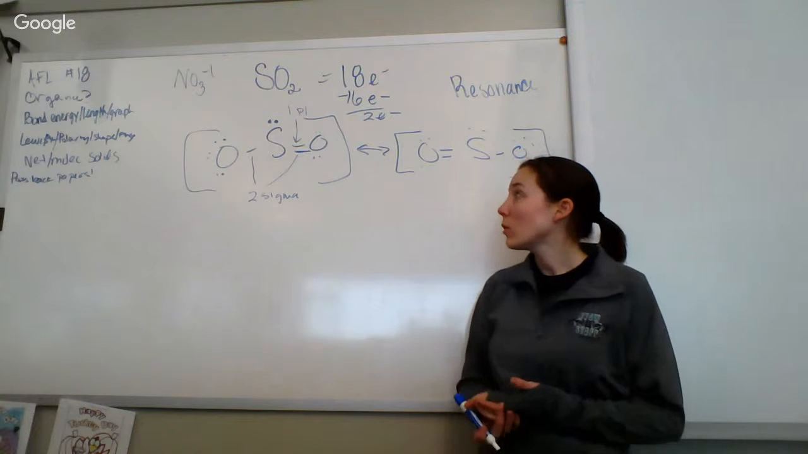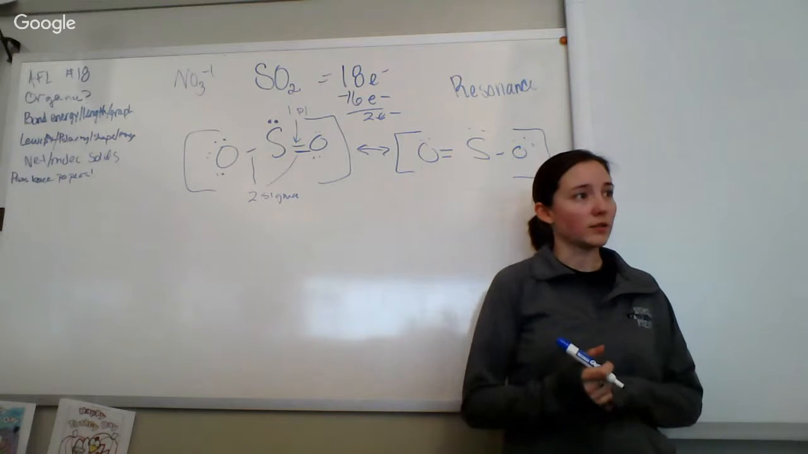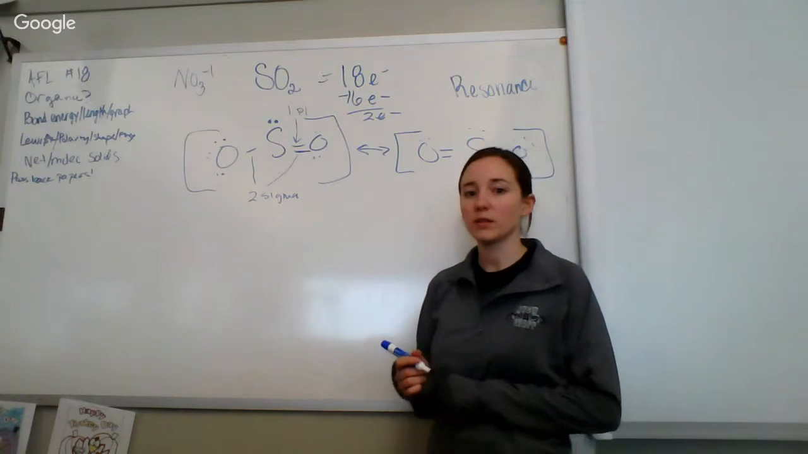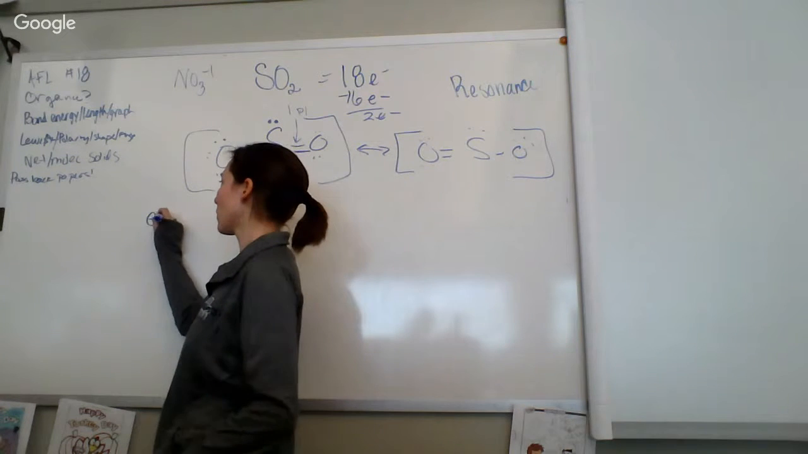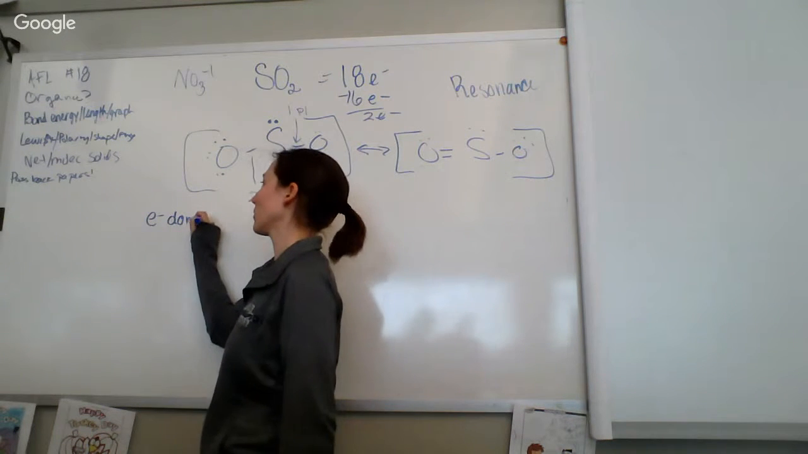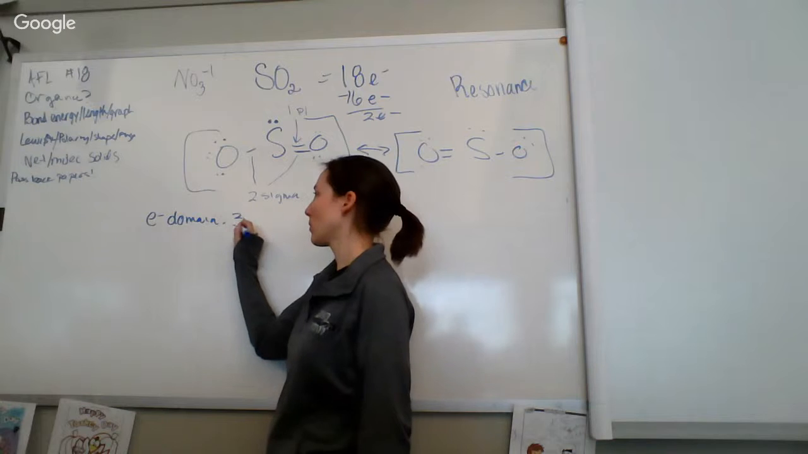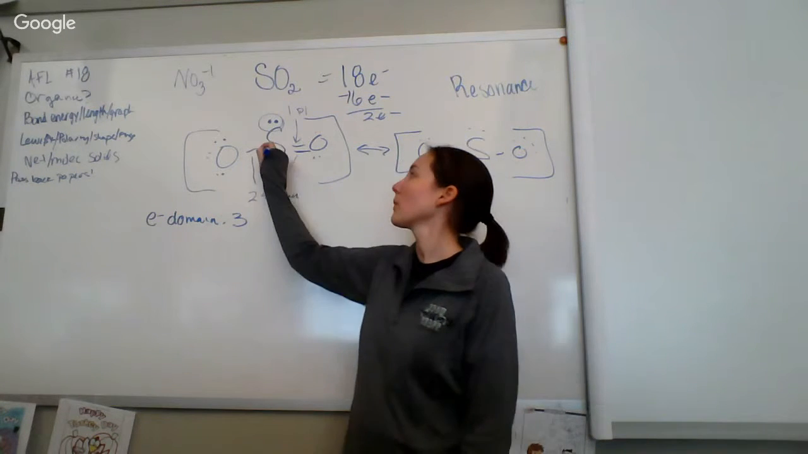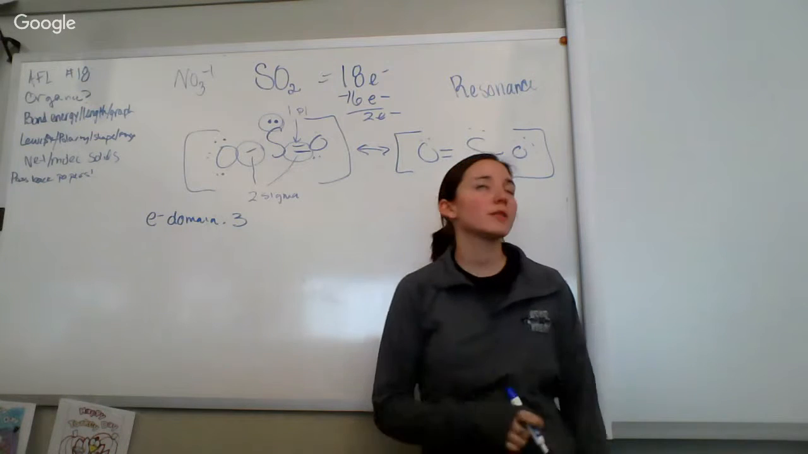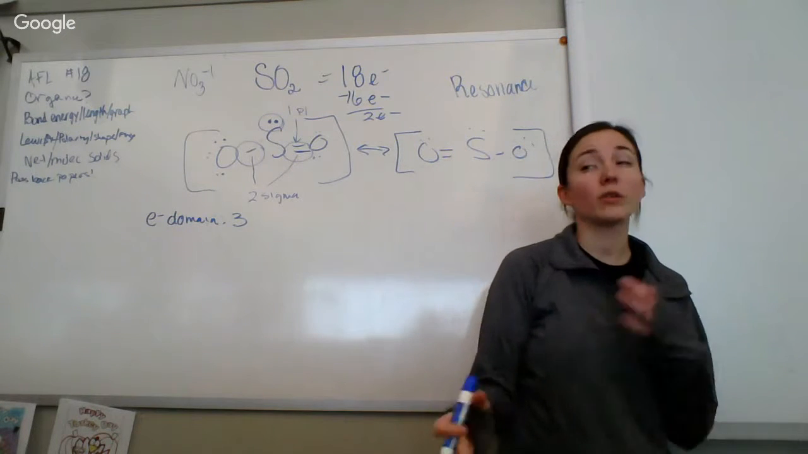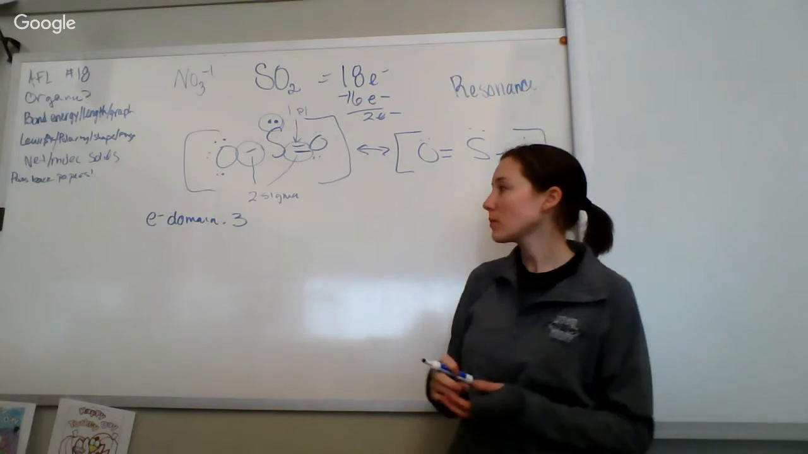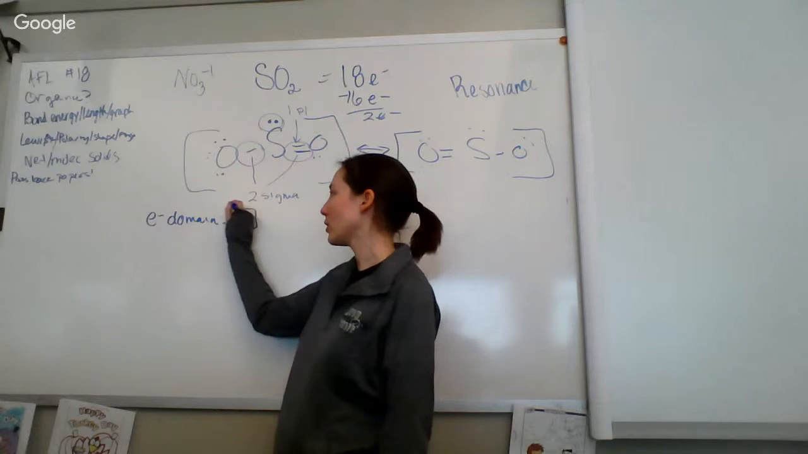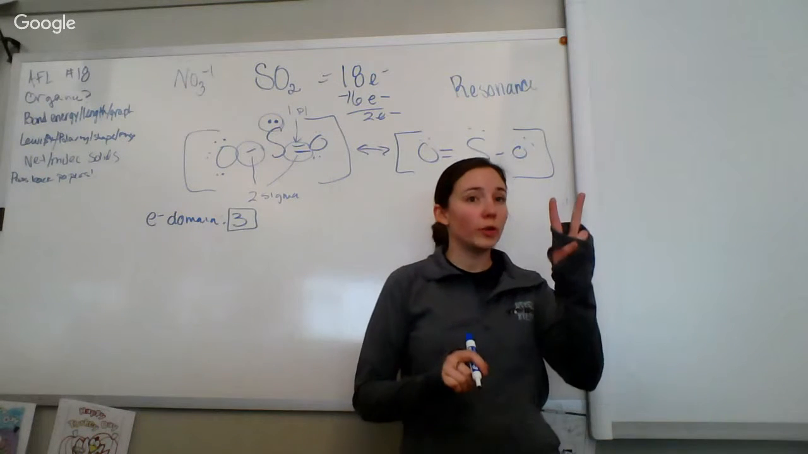Based on its total number of electron domains, how many electron domains does this have? So it is 3, because I have the lone pair on my sulfur, and then a single bond and a double bond. And remember, the bonds count the same whether it's a single bond or a double bond. And so that gives me 3 electron domains, 2 of which are bonds.